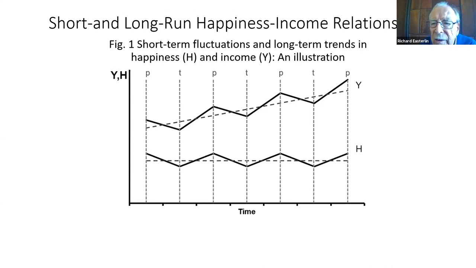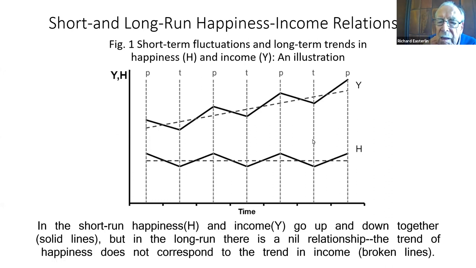However, if we fit a trend line to income on the one hand and happiness on the other, you will see the trend in happiness does not concur with the trend in income. So in the short run, click please, Jill, as you can see at the bottom of the screen, in the short run, happiness and income are positively related, but in the long run, shown by the broken lines, the trend relationship, there is a nil relationship. And it's that difference that we're interested in explaining. Next slide.